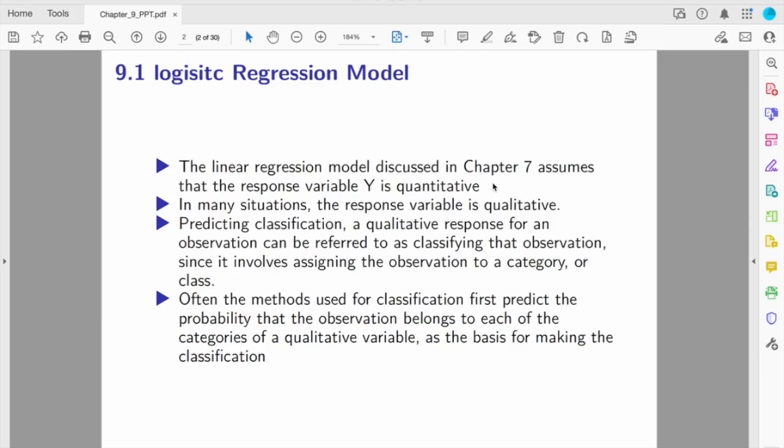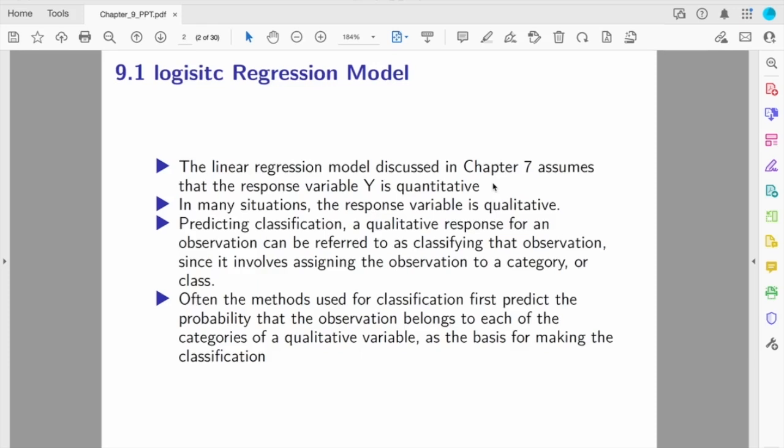So I'm going to ask you whether this person is going to have a heart attack or not. The heart attack is the response variable in this case, and it has two categories. A person is going to have a heart attack or he's not going to have a heart attack. So we're assigning the observation to a category. In this case, we're talking about a classification problem. This kind of problem, we call classification problems.